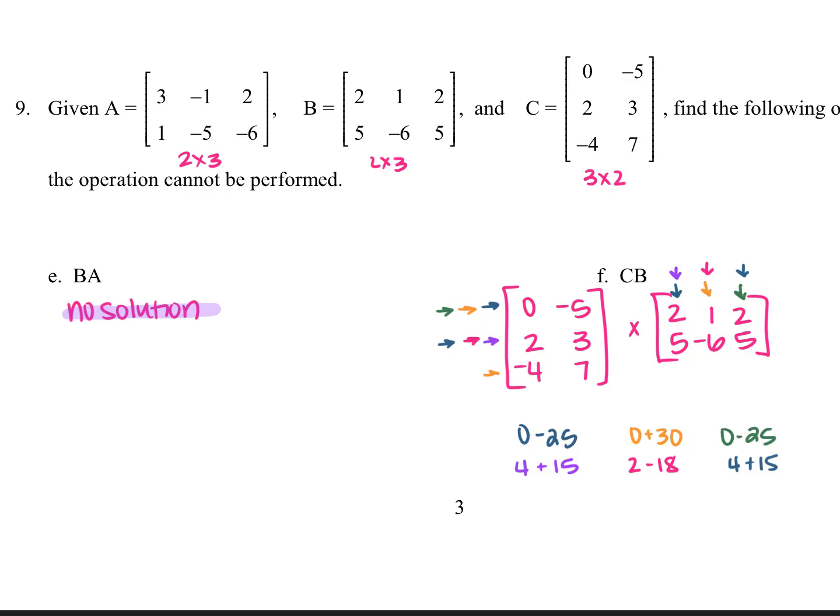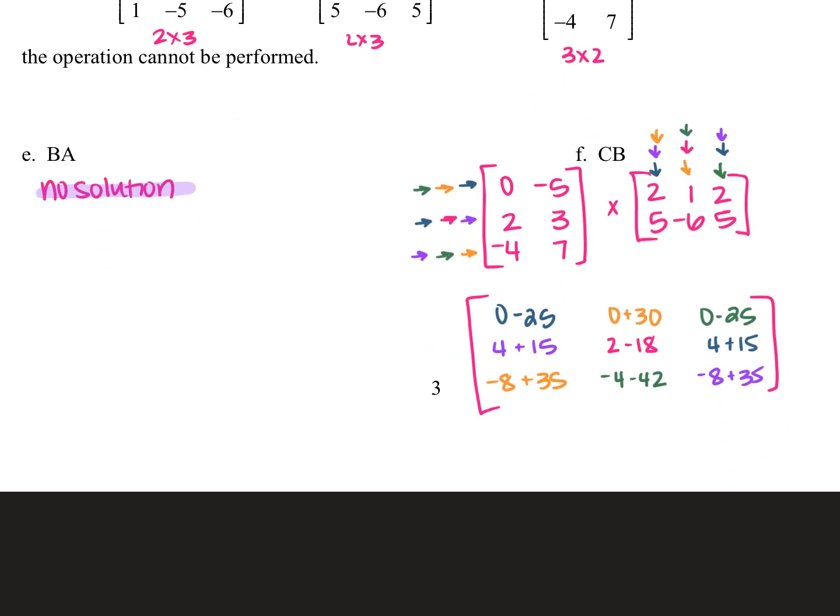Then we're going last row, first column. Negative 4 times 2 is negative 8. 7 times 5 is 35. Last row, middle column. Negative 4 times 1 is negative 4. 7 times negative 6 is negative 42. Then you have last row, last column. Negative 4 times 2 is negative 8. 7 times 5 is 35. So you're going to combine all of these now.